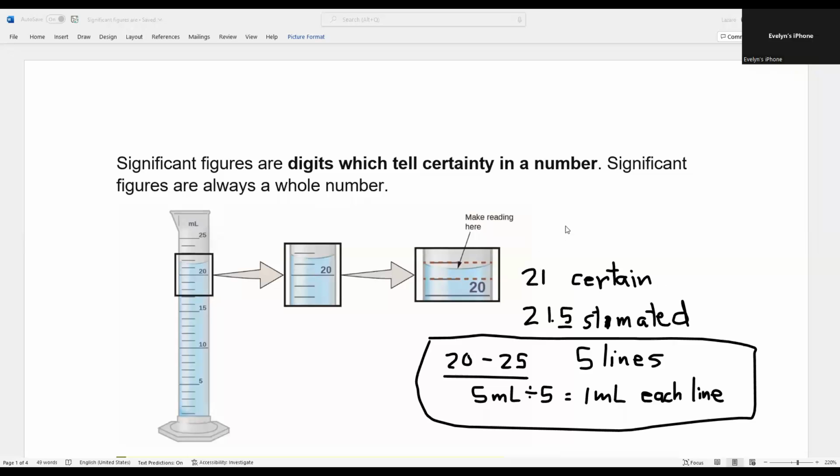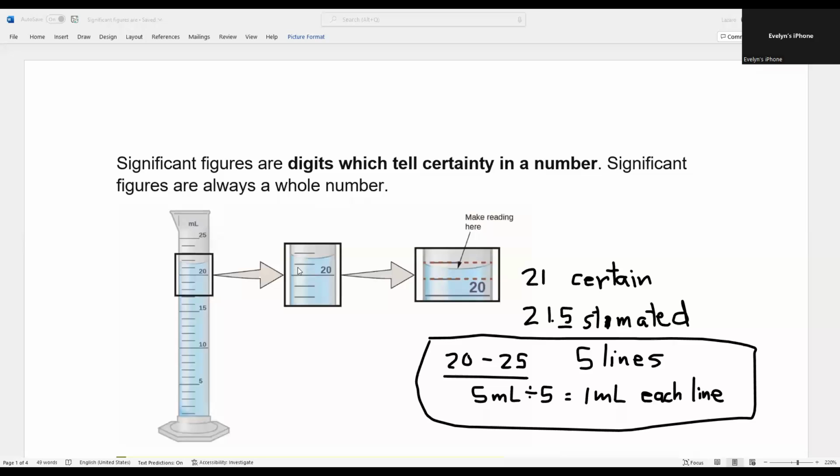All right, let's go into significant figures. First of all, what are significant figures? Why are they so important? Well, significant figures are digits which tell certainty in a number. What does it mean?